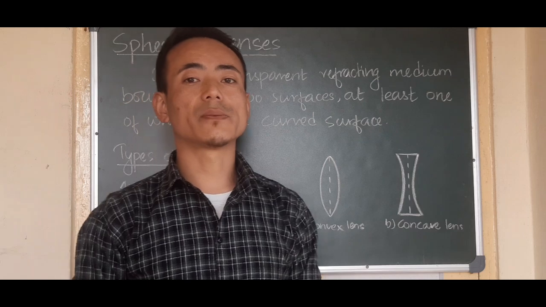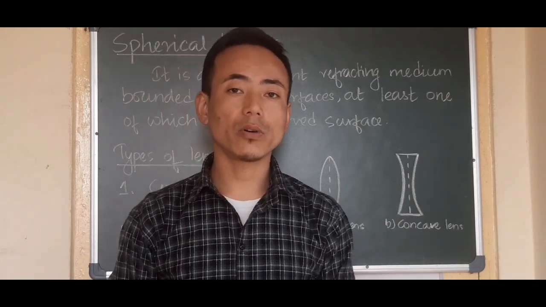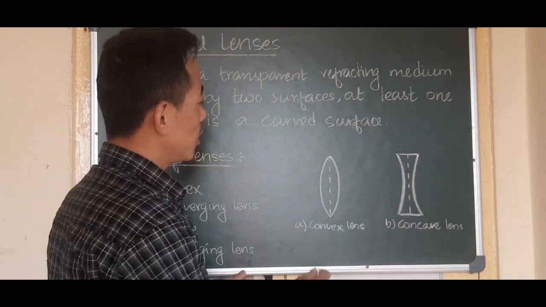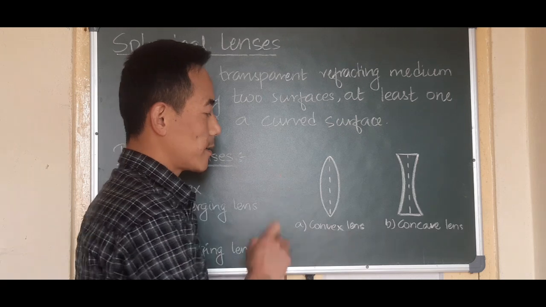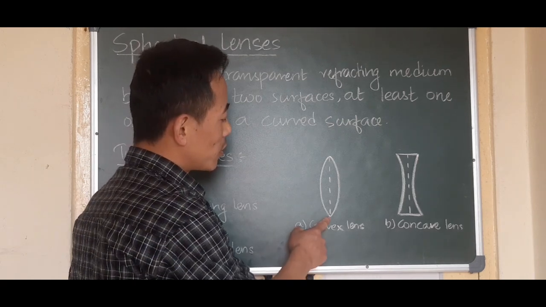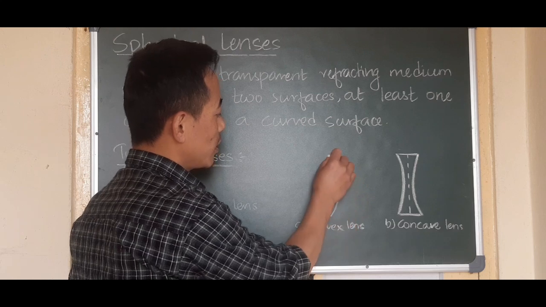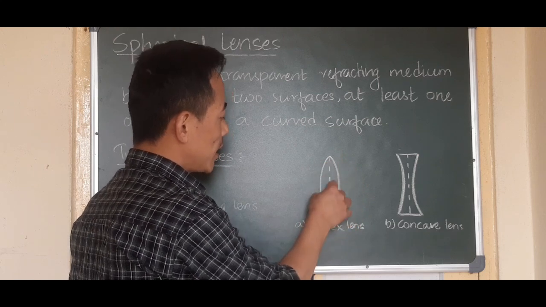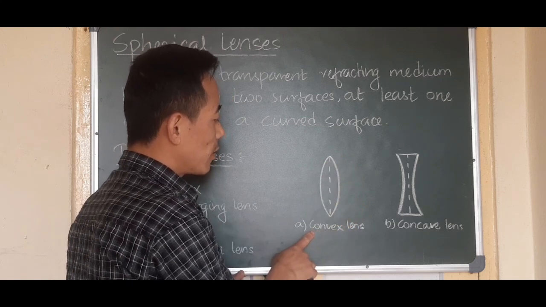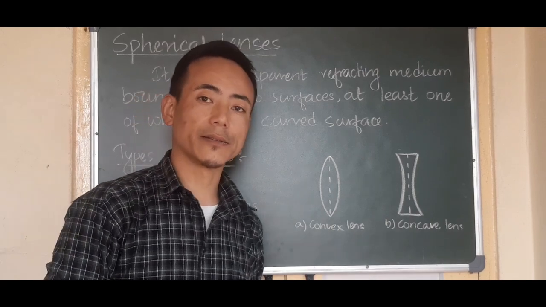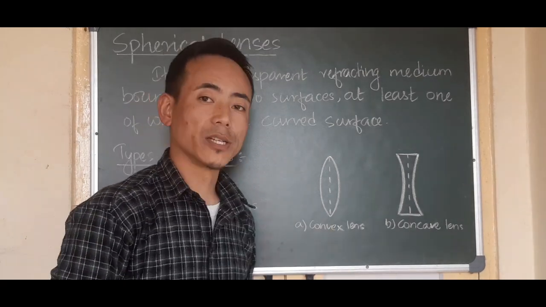Convex is also called biconvex. Why we call it biconvex is simply because if you look at this diagram, this is a convex lens. This convex lens has two surfaces, and here both the surfaces are curved outside. That means it is convex in nature and it has two surfaces. That's why we call it biconvex, or simply we call it a convex lens. And the other name is converging lens.